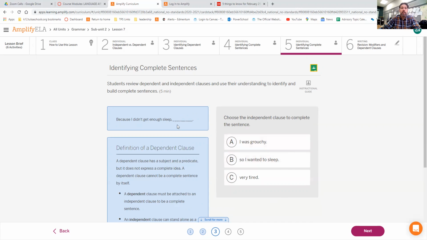Here we have to finish the sentence again. The sentence is, "because I didn't get enough sleep." That's a dependent clause. So we need an independent clause to go with it. "I was grouchy." That is an independent clause. "So I wanted to sleep." So is a dependent marker. And "very tired" is just a description. "I was grouchy" is a correct answer.